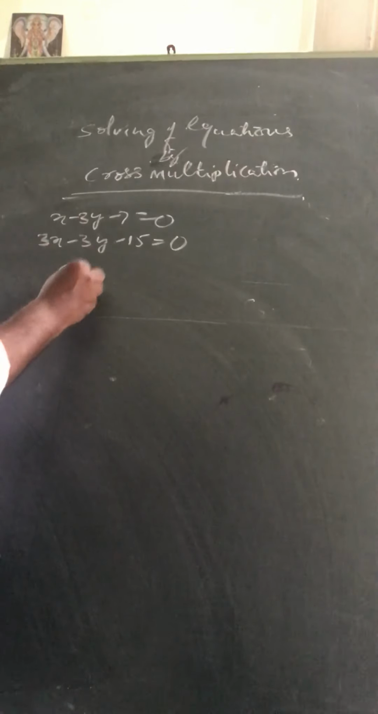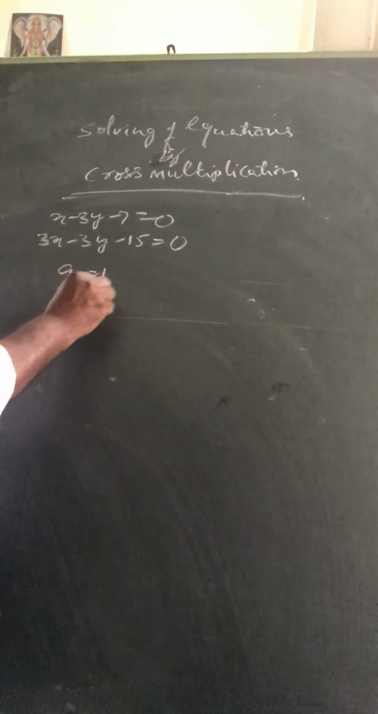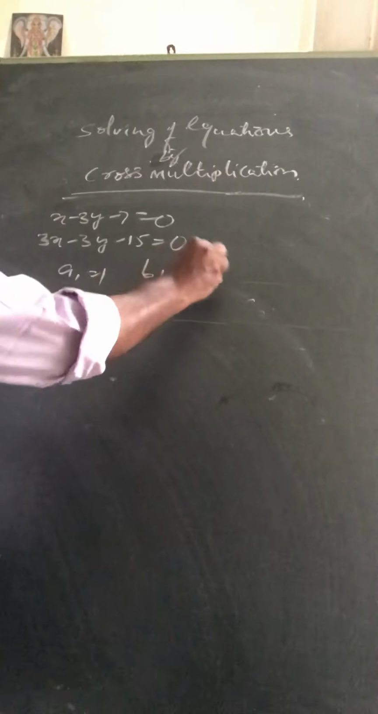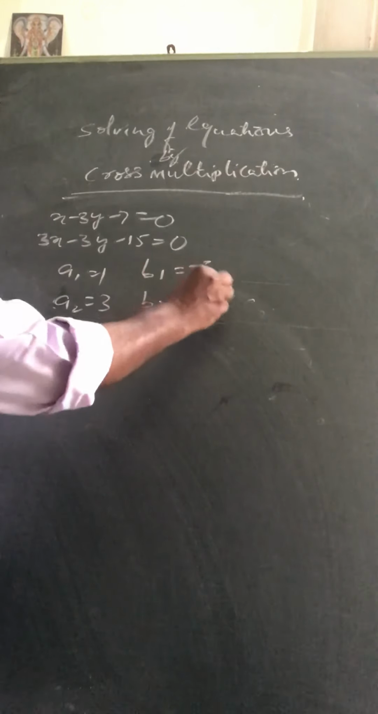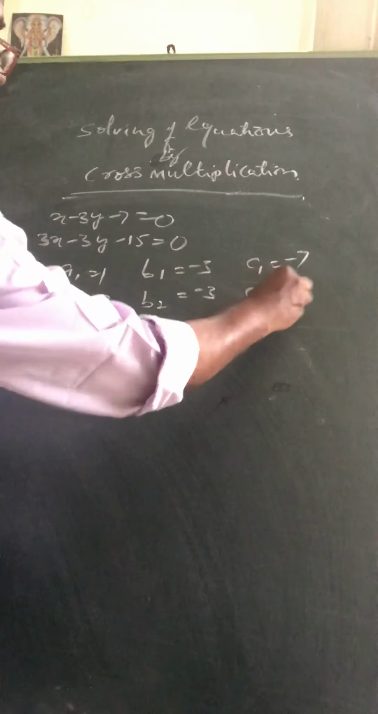A1 is equal to 1. A2 is equal to 3. B1 is equal to minus 3. B2 is equal to minus 3. C1 is equal to minus 7. C2 is equal to minus 15.